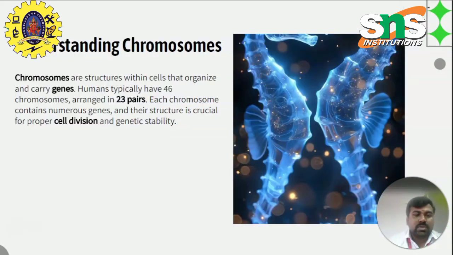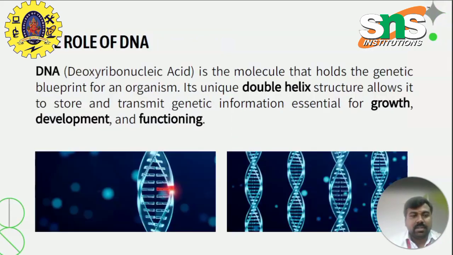Chromosomes are structures within the cells that organize and carry the genes. Humans typically have 46 chromosomes arranged in 23 pairs. Each chromosome contains numerous genes, and their structure is crucial for proper cell division and genetic stability.